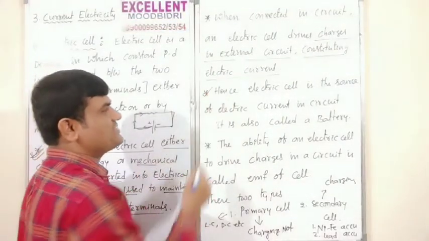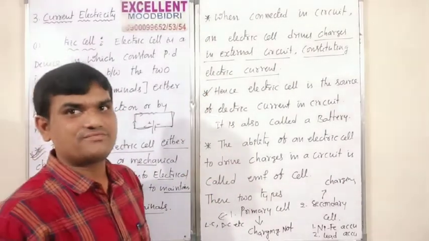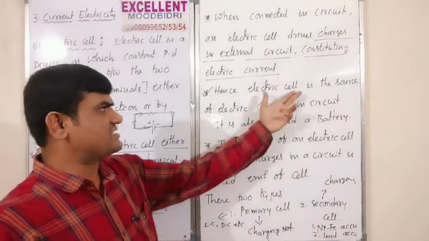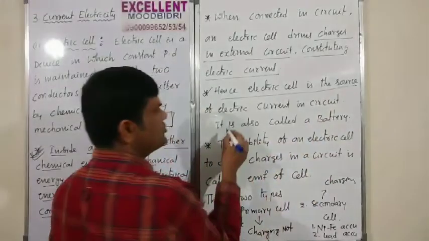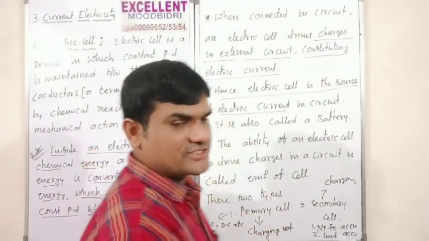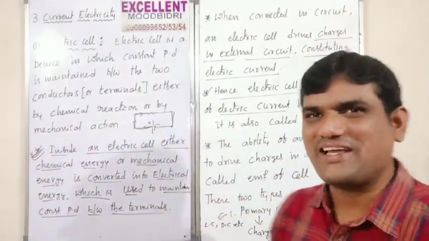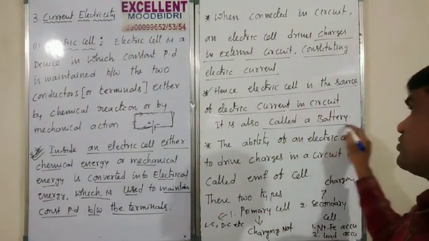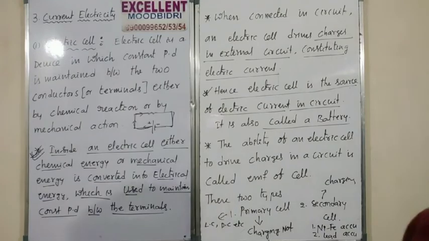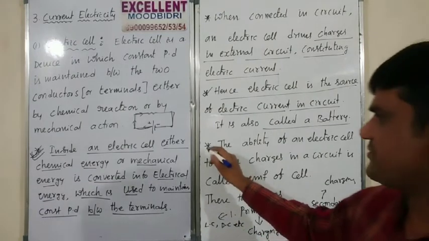Next point. Hence, the electric cell is the source of electric current in a circuit. It is also called a battery.